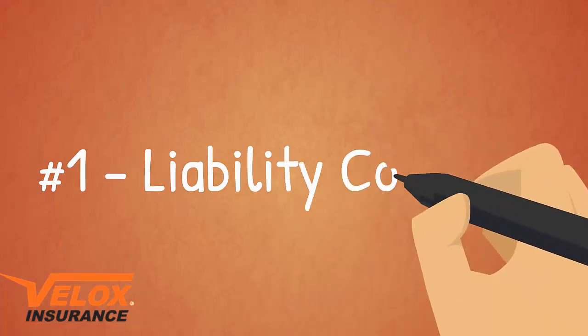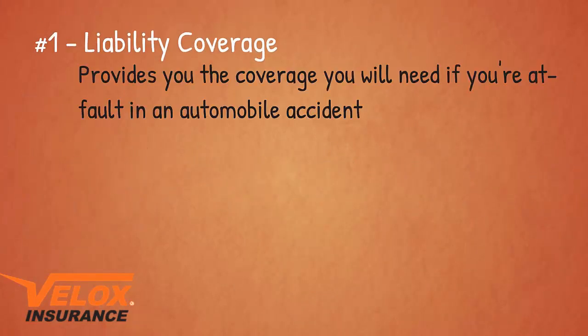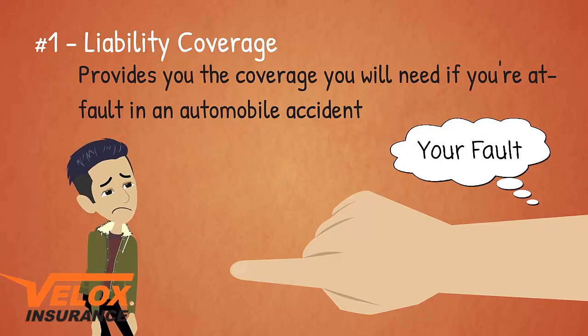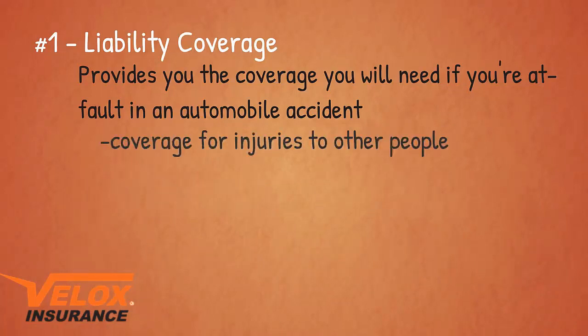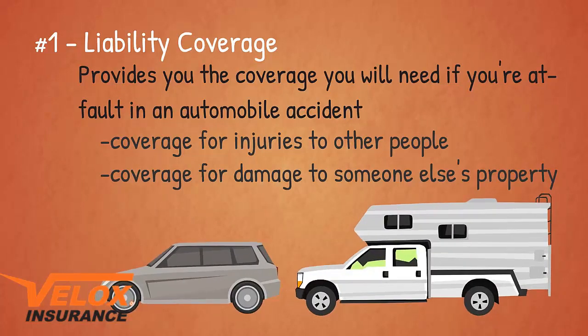Number 1. Liability coverage. Liability coverage provides you the coverage you will need if you're at fault in an automobile accident. This coverage offers 2 types of protection: coverage for injuries to other people and coverage for damage to someone else's property while you or a family member are operating any automobile.